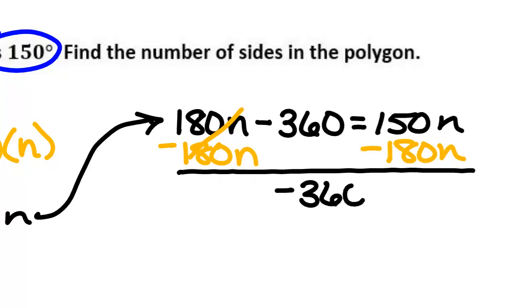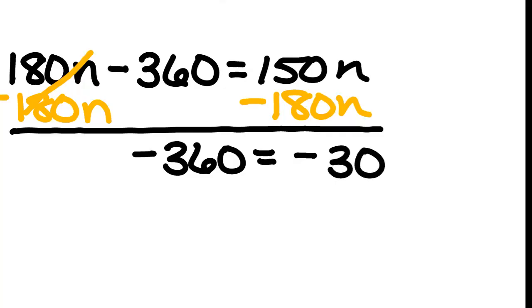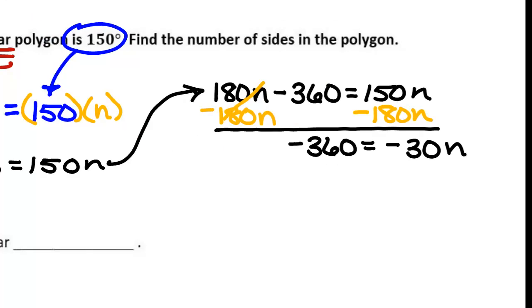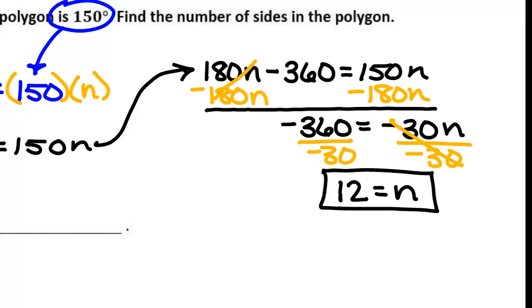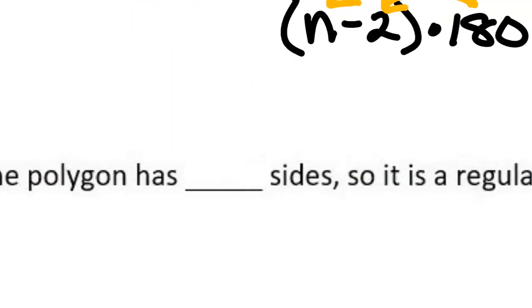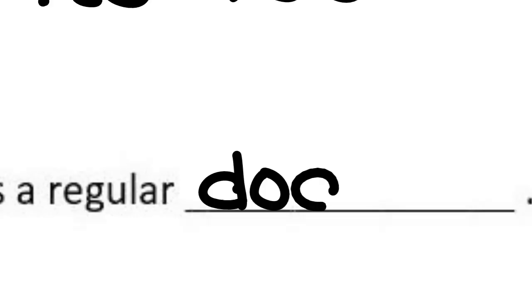So I'd bring down my negative 360. What is 150 minus 180? 30. Negative 30, because the 180 is bigger. So negative 30n. Then we divide both sides by that negative 30. What is negative 360 divided by negative 30? Positive 12. So how many sides does this regular polygon have? 12 sides. And what do we call a 12-sided polygon? A dodecagon.